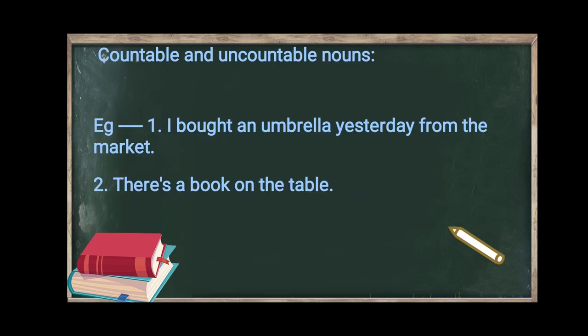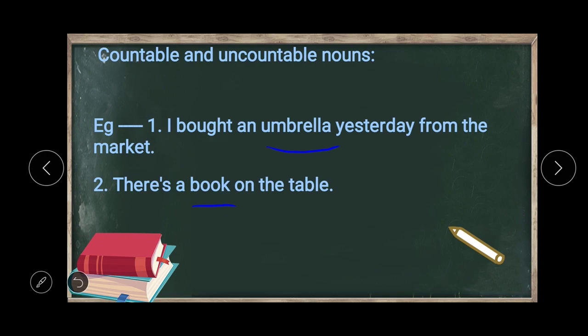So, in order to understand the countable and uncountable nouns, first of all, here I have included two examples. The first one is, I bought an umbrella yesterday from the market. And the second one is, there's a book on the table. So, students, after reading these two sentences, our first and foremost work will be to find out the nouns in these two sentences. And students, the noun in the first sentence is umbrella, and in the second sentence it is book.